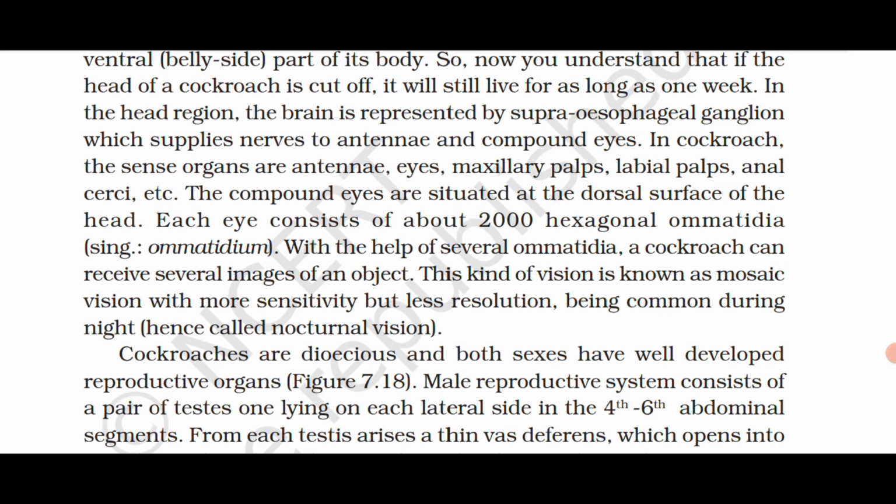Each eye consists of about 2000 hexagonal ommatidia. Singular form is ommatidium. With the help of several ommatidia, a cockroach can receive several images of an object. This kind of vision is known as mosaic vision, with more sensitivity but less resolution, being common during night, hence called nocturnal vision.